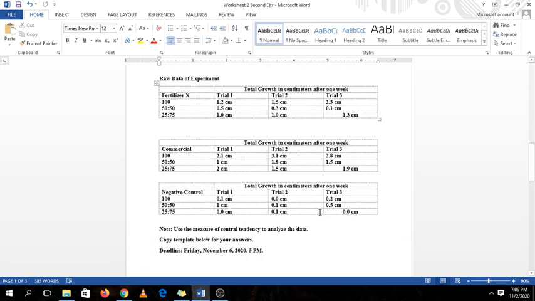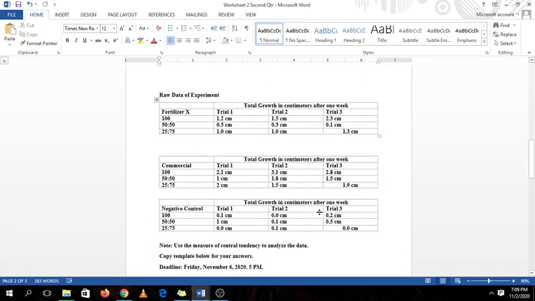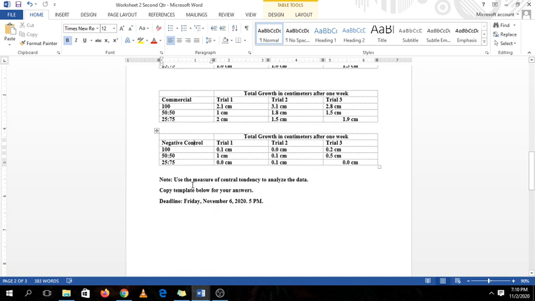In the next section, you're presented with the raw data of the experiment. Okay? So as you can see, these are the results of the experiment kung ano ang effects ng fertilizer X sa growth sa mungo beans in 1 week, commercial and a negative control. So it's up to you on how to arrange the data correctly using the APA format that I discussed earlier. Okay? So use the measure of central tendency to analyze the data. You copy the template below for your answers. Deadline is Friday, November 6, 2020.